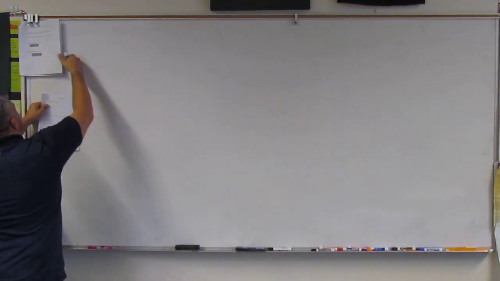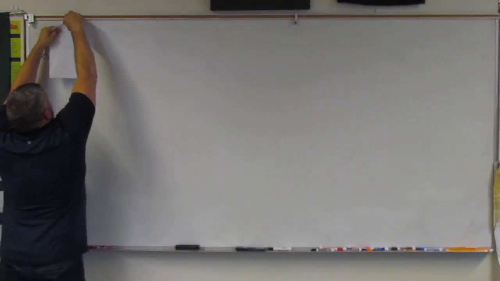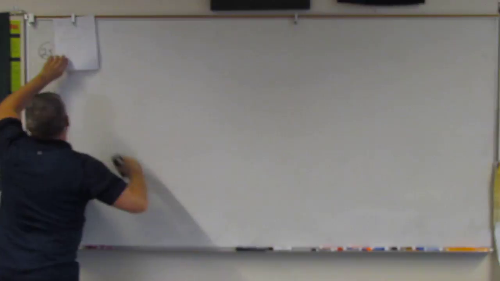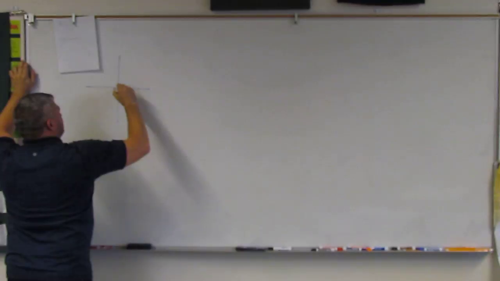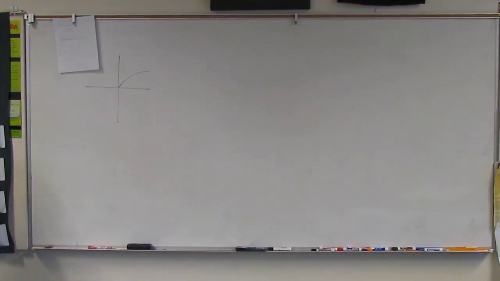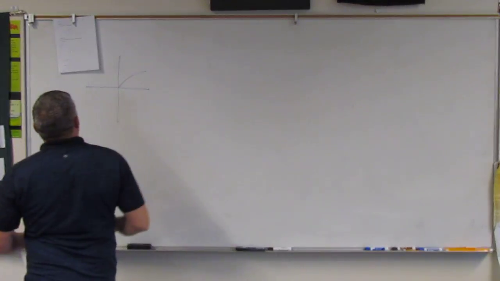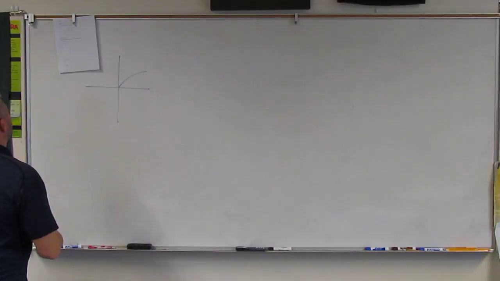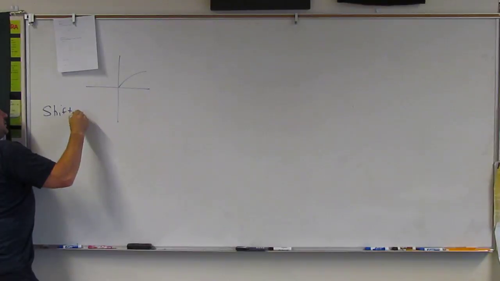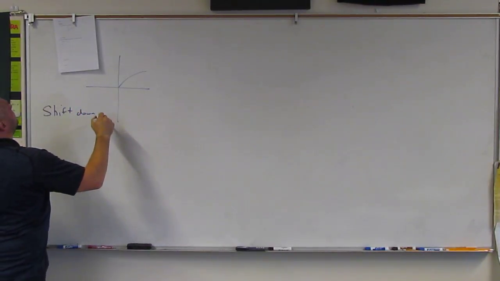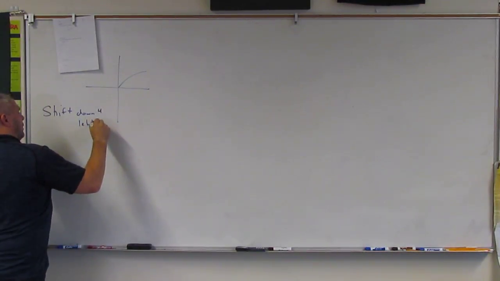The first number 1 says, it gives you this graph. Right? And then it says, shift the graph down 4 and left 3.